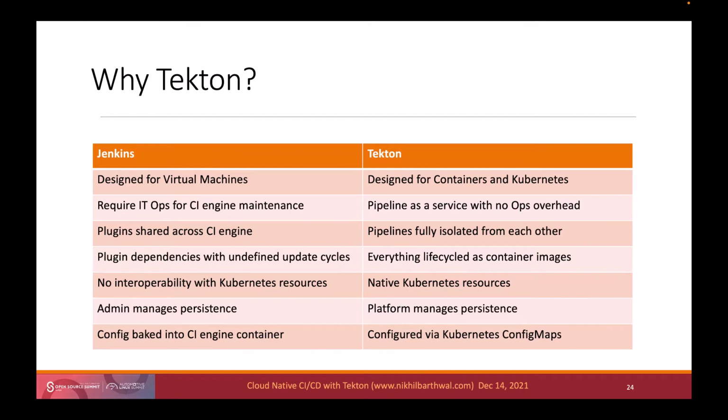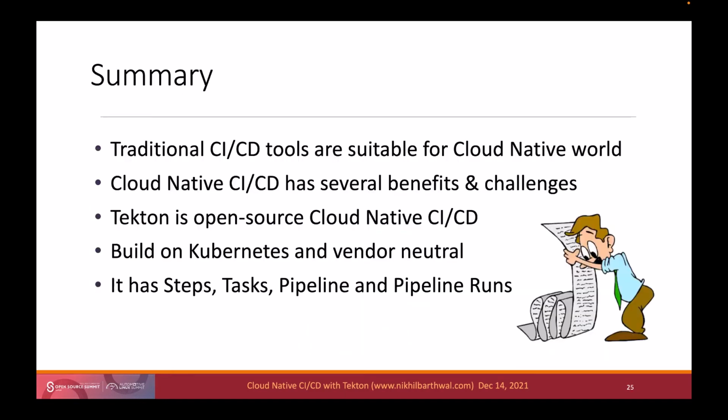I won't go into details of each one of them, but you have the CI maintenance engine, whereas Kubernetes takes care of it. So there is no ops overhead, and plugins are shared across CI engines, but pipelines are fully isolated. Essentially, because it's built on top of Kubernetes, Kubernetes handles a lot of things for you. For example, the platform manages persistence, whereas the admin has to manage that, right? And they are native Kubernetes resources. So everything is lifecycled as container images, whereas in Jenkins you don't really have anything like that. So there are a lot of advantages, especially operating in the cloud native world, that Tekton has over traditional CI/CD tools.